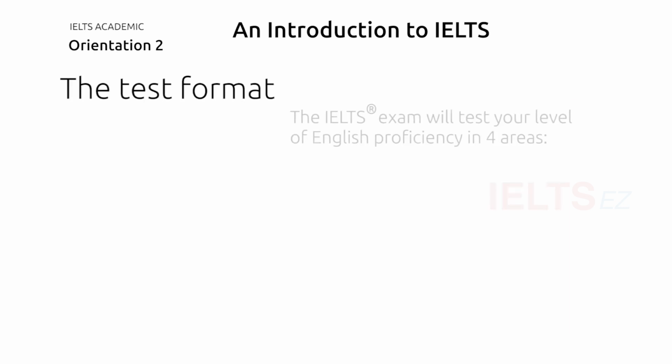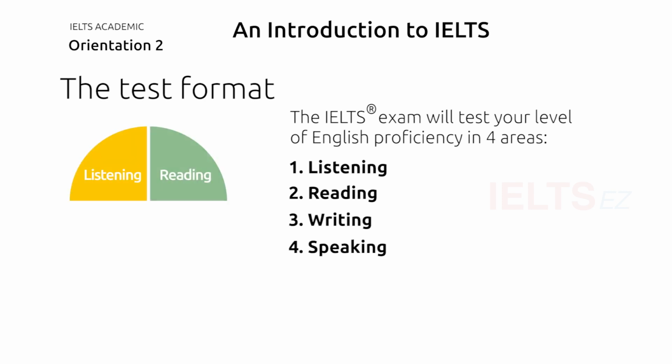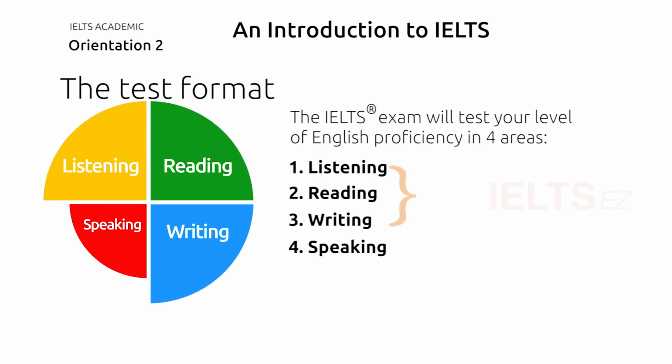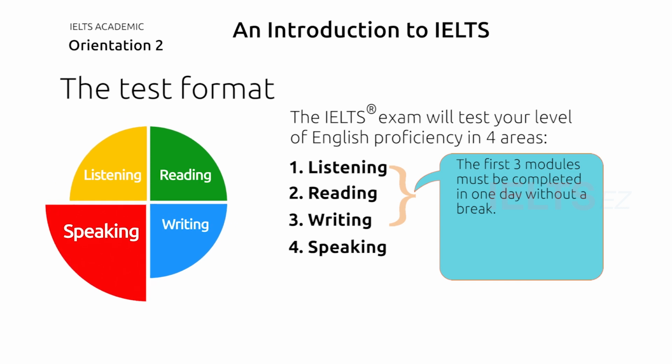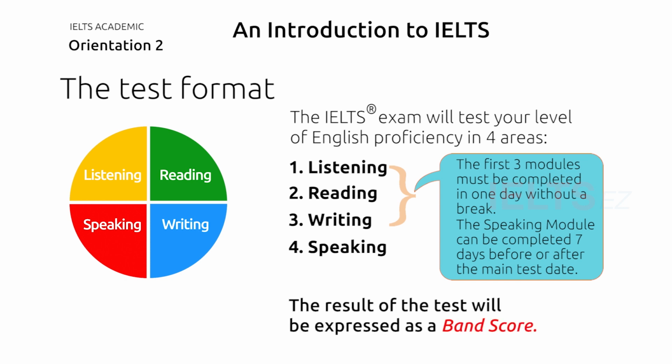The IELTS exam will assess your level of English in 4 areas: listening, reading, writing and speaking. The first 3 modules, that's listening, reading and writing, will be tested on the same day without a break. However, the speaking module may be completed 7 days before or after the main test date. The decision on when the speaking module will be tested is made by the test center. The results of your tests in these 4 areas are expressed as a band score. Press proceed and we'll take a closer look at how a band score is determined.